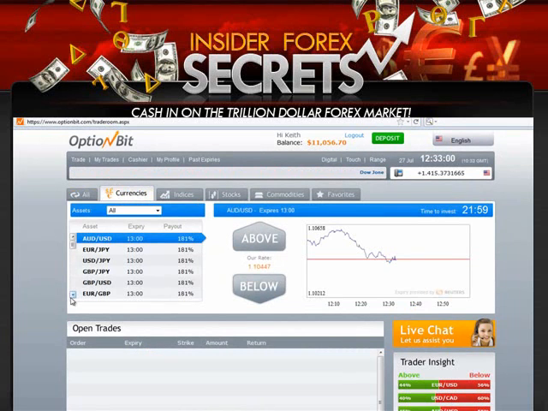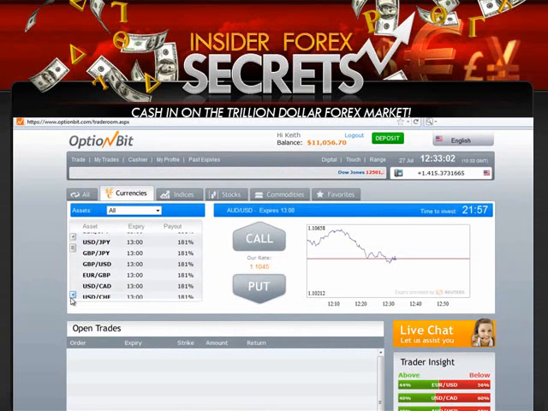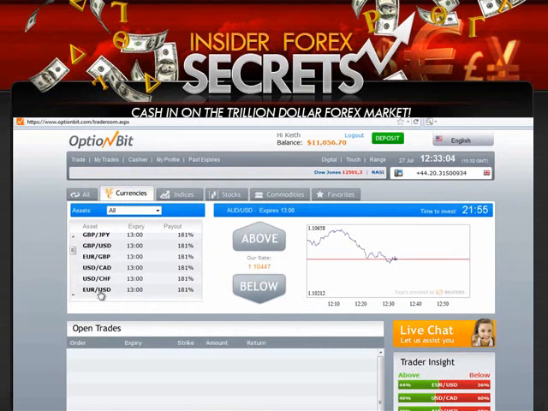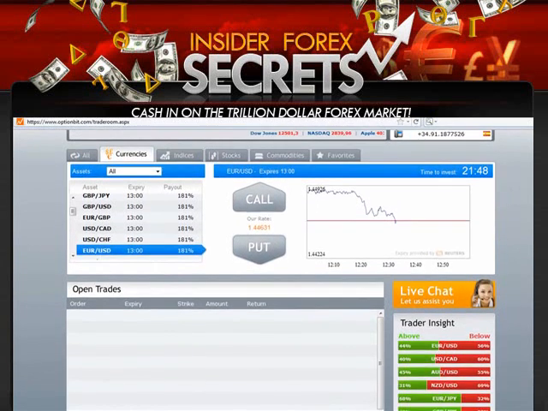This is what my system's all about. I'm just showing you the bite-sized small trades to get you involved in the first instance, just to show you that you can do it and to give yourself the confidence that you can do it. So I've been doing this for years.